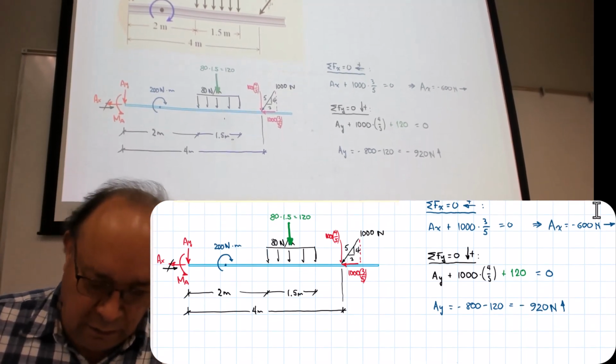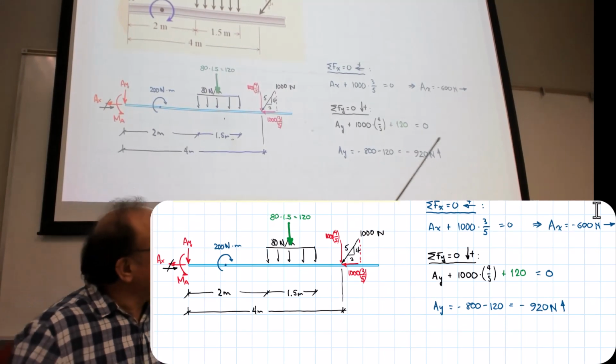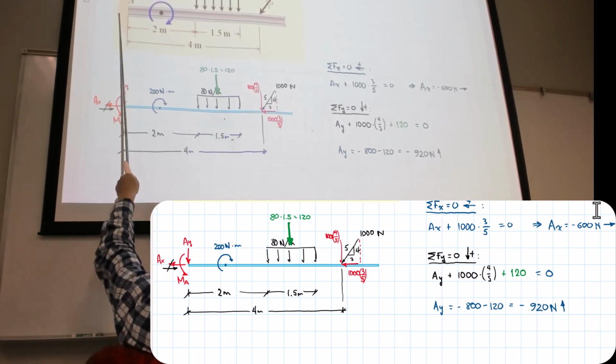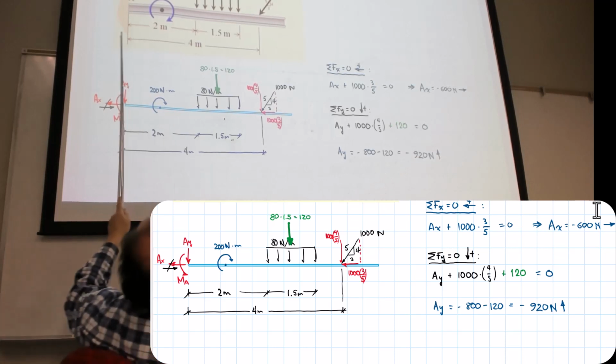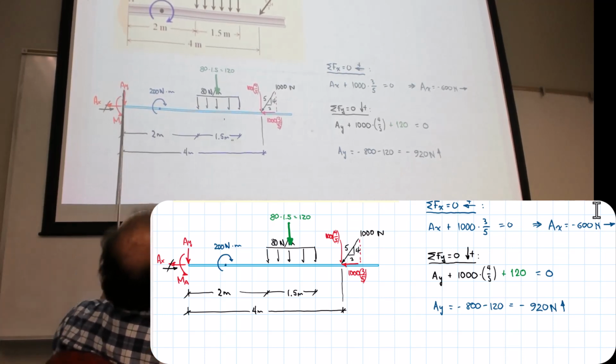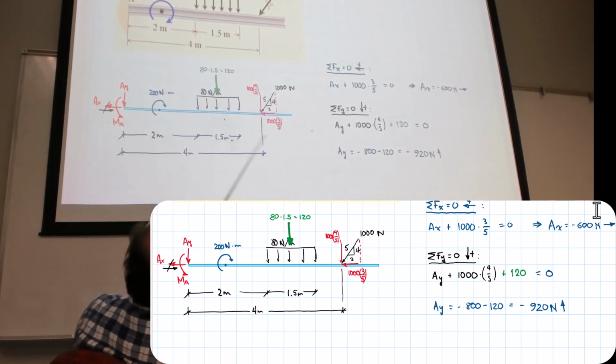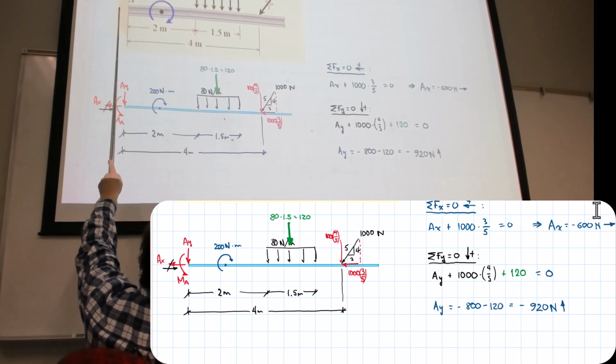Wait, what does that mean? Does the 920 mean there's a force on the beam going up? The wall is applying a force of 920 going up. This is the force that the wall applies on the beam. These are all the forces applied on the beam, including the forces that the wall applies on the beam.